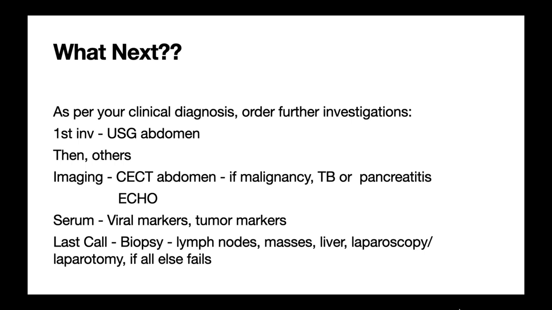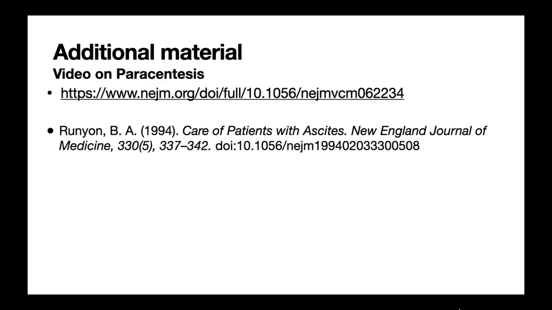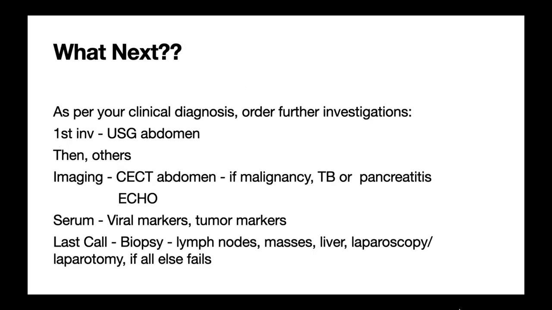So if everything else is failing, then ask the surgeons to do a laparoscopy or a laparotomy. This will be a final call. So this in brief was your approach to a case of ascites. Basically, it is all clinical. And after your history and examination, you should be able to make a fairly accurate diagnosis. And whatever doubts are left can be clarified by doing an ascitic fluid analysis.